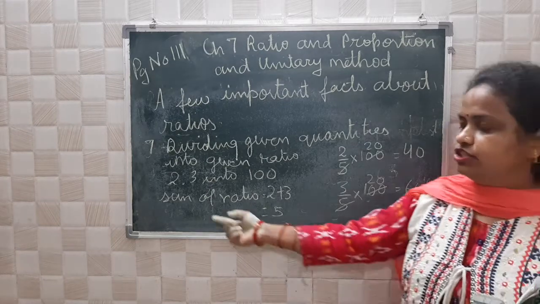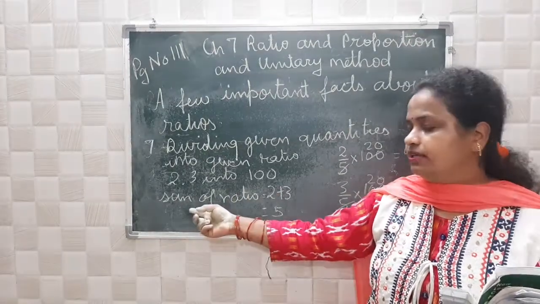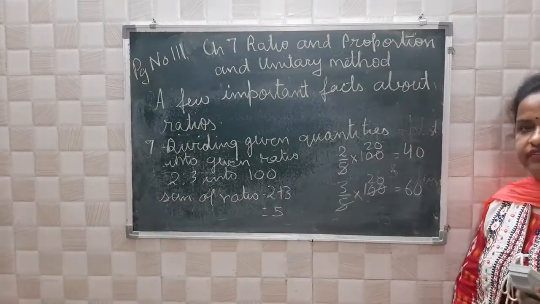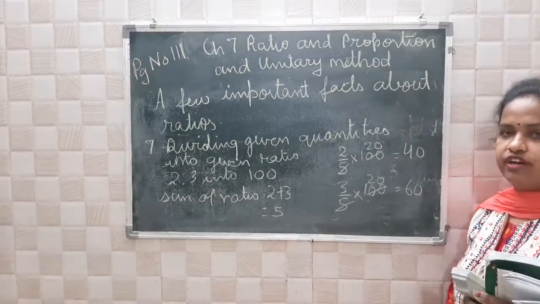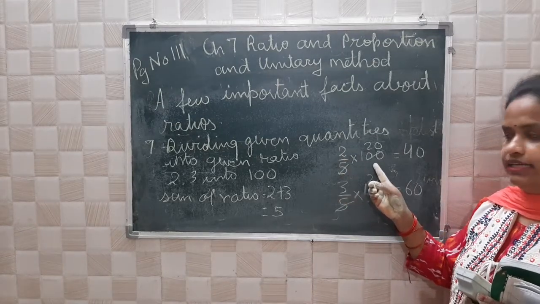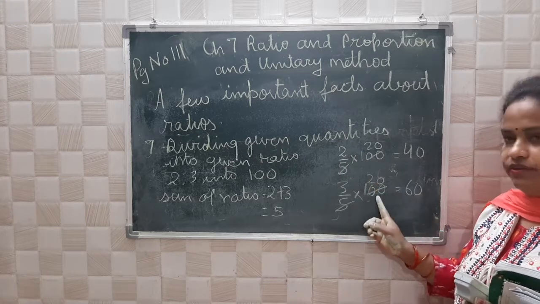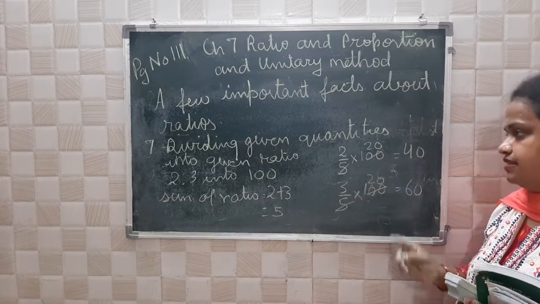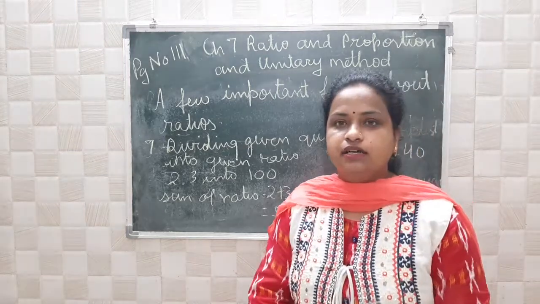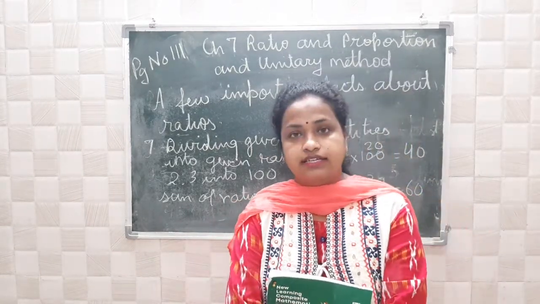Once more I am telling, dividing given quantities into a given ratio. So you have the ratio 2:3 and you have to divide 100 in it. What will be the sum of the ratio? 2 plus 3 equal to 5. So 2 upon 5 into 100 and 3 upon 5 into 100. So 2 upon 5 into 100, 5 20s are 100, so 2 20s are 40, and 3 upon 5 into 100, so 3 20s are 60. So what will be your answer? 40 and 60. Okay, these are the rules for finding ratios with different quantities, in different forms.